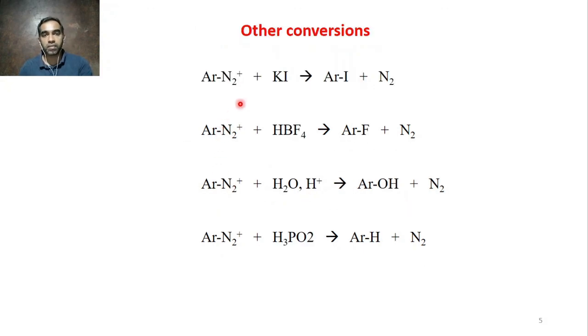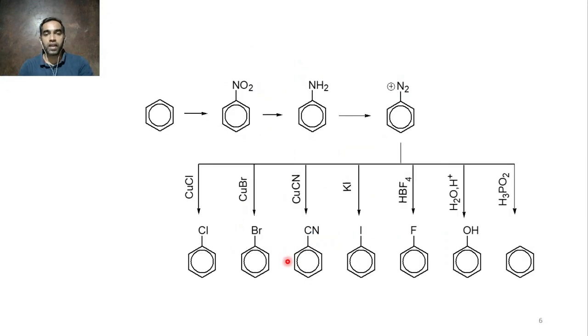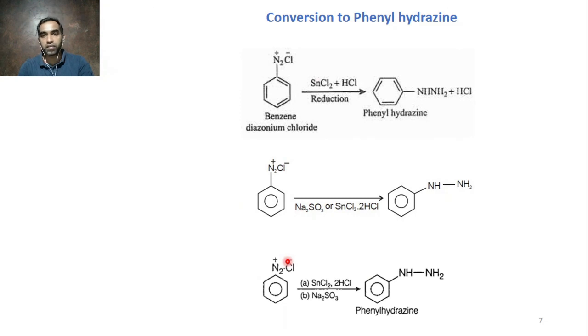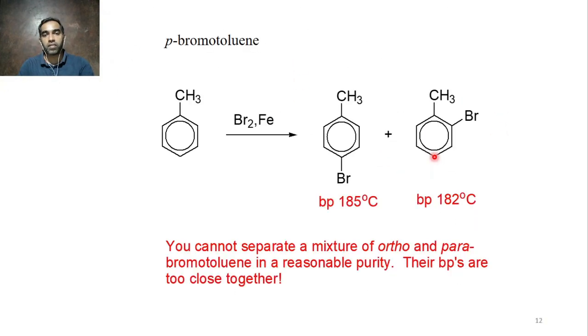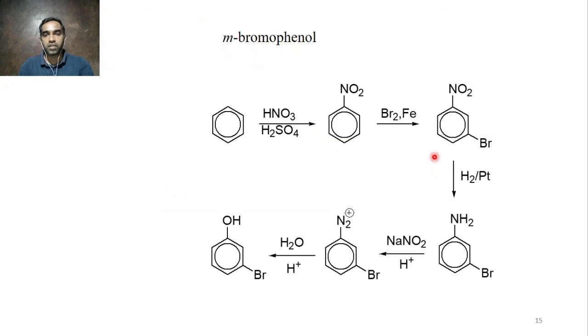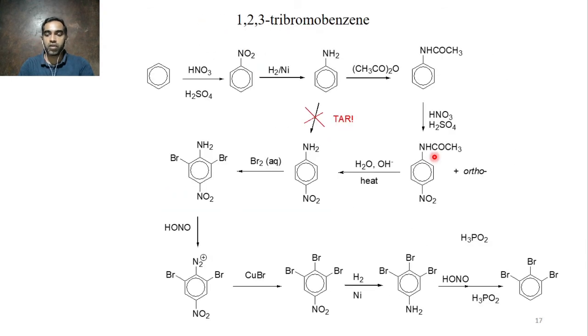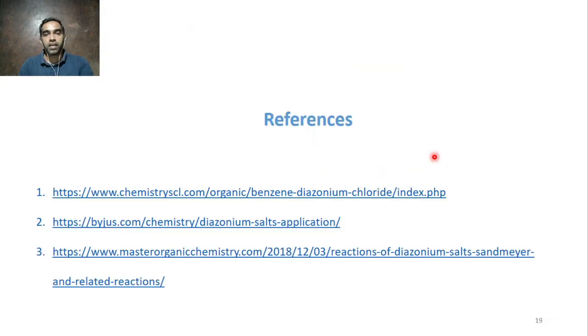And these are some of the other reactions, not Sandmeyer reactions. So convert benzene diazonium salt to something else. And remember this, and conversion to phenyl hydrogen with these reducing agents, and some of the other important conversions where direct conversion is not possible. How you make use of benzene diazonium salt for some synthetic conversions, which are very important from industrial and biotechnological point of view. And that's all.